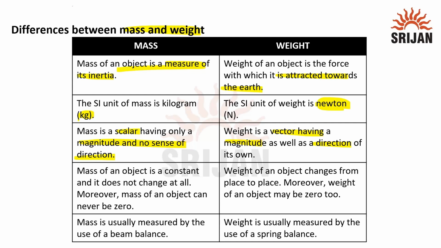Moving on, the mass of an object is constant and it does not change at all. Moreover, the mass of an object can never be zero, whereas the weight of an object changes from place to place and the weight of an object can be 0 too. The last difference is that mass is usually measured by a beam balance, whereas weight is measured by a spring balance.